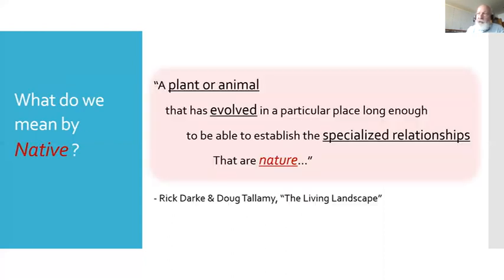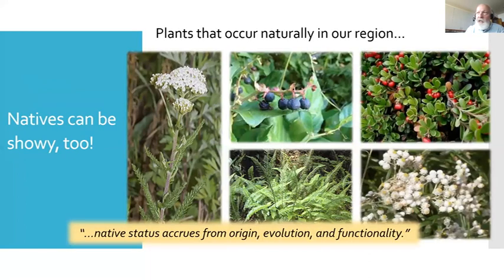Now, native. A native plant or animal is one that has evolved to a particular place to establish specialized relationships that are nature. Now, think about that. It's a plant or animal that's evolved specialized relationships that allow it to exist in a particular ecosystem. This becomes very significant when we think about native plants, which, as you can see here in the quote, accrue from origin, evolution, and functionality.